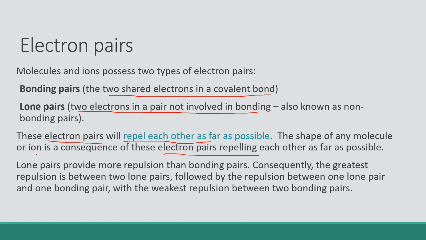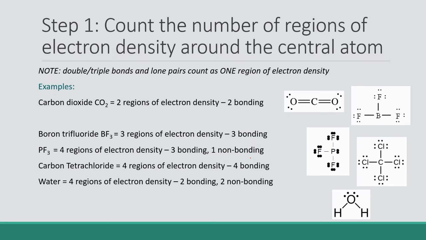Lone pairs, the ones that aren't involved in bonding, are a little bit closer to the atom, so they provide more repulsion. So the greatest repulsion is between two lone pairs, so they're going to have the biggest distance between each other. So the main thing we need to remember at level 2 NCA is that the electron pairs repel each other. They want to get away from each other as much as possible in 3D space. So molecule shapes is all about 3D space.